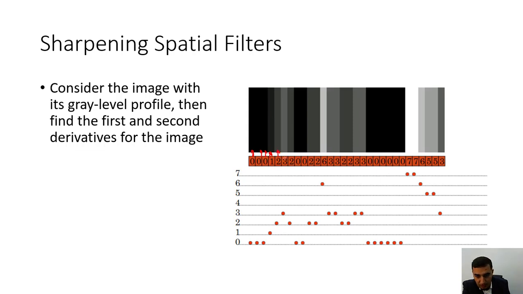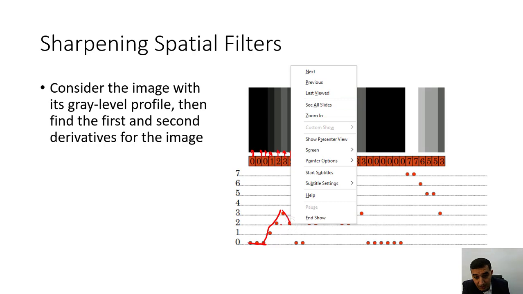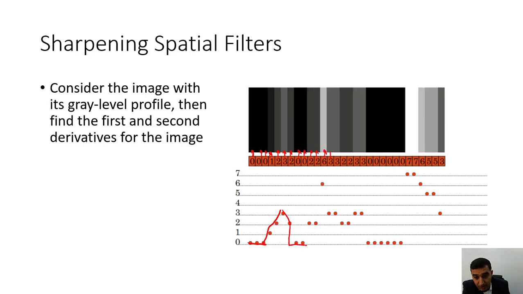This is a lighter one. 2, 3, 2, 0, 0, 2, 2, 6, which is light, 3. So you see here it's flat, then it's continuous, then it's like a ramp one time, then it goes up again, then it goes flat, then it shoots up, then it shoots down, and this is basically our image. So we want to see the derivatives of this image in order to find our sharpened image.